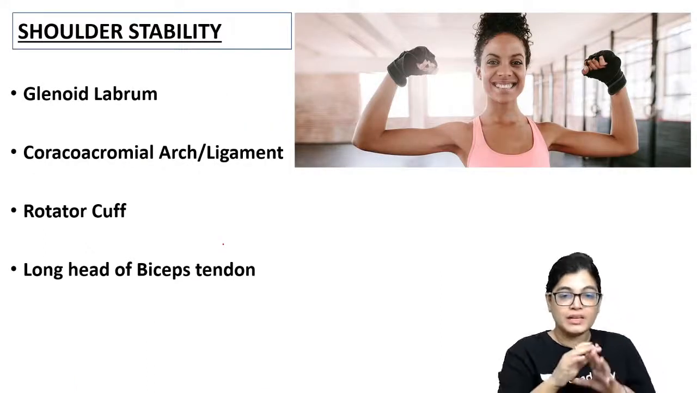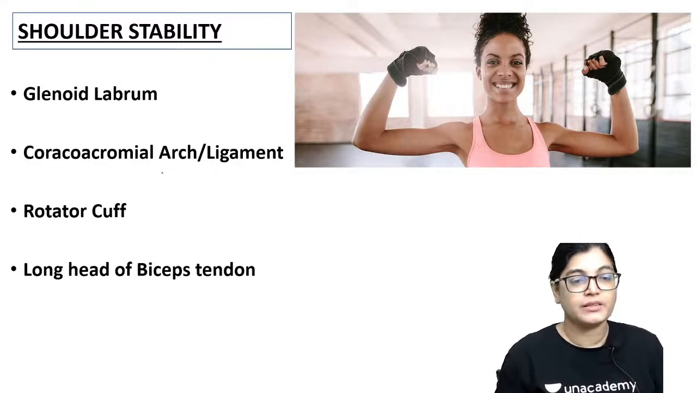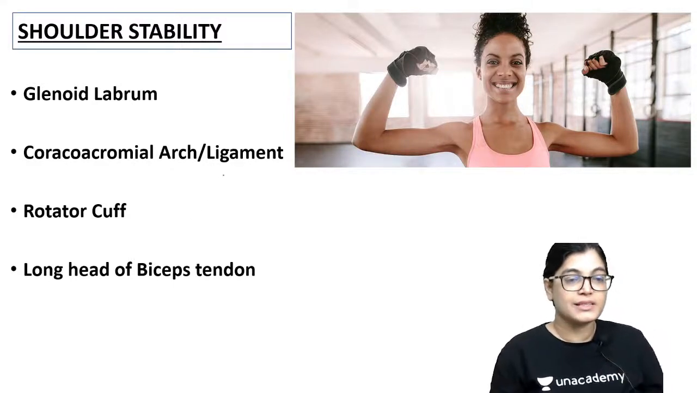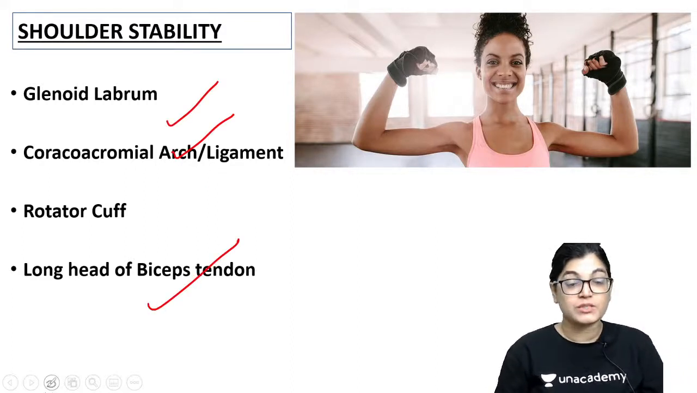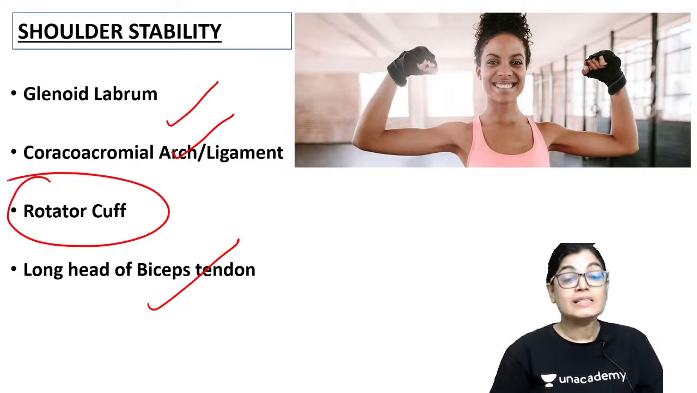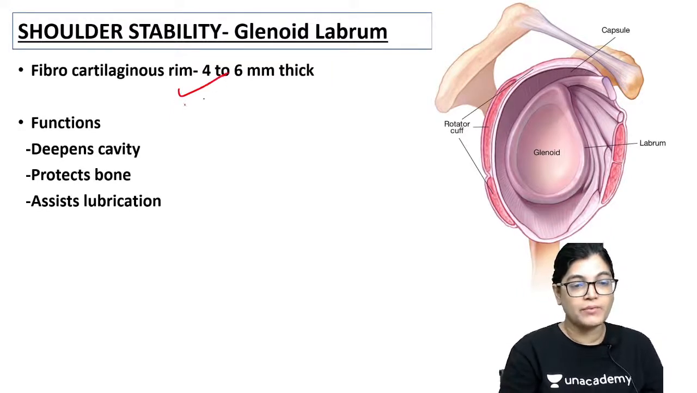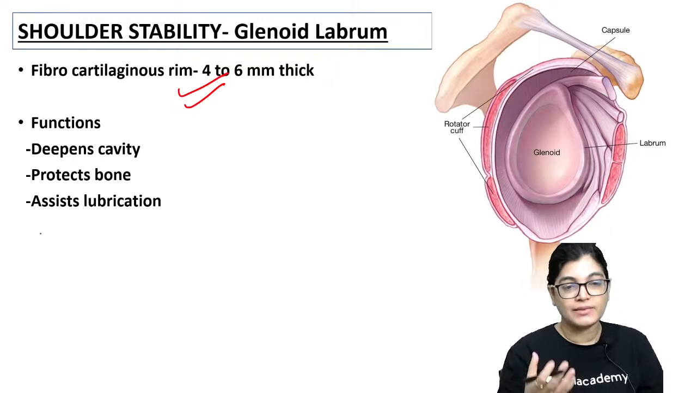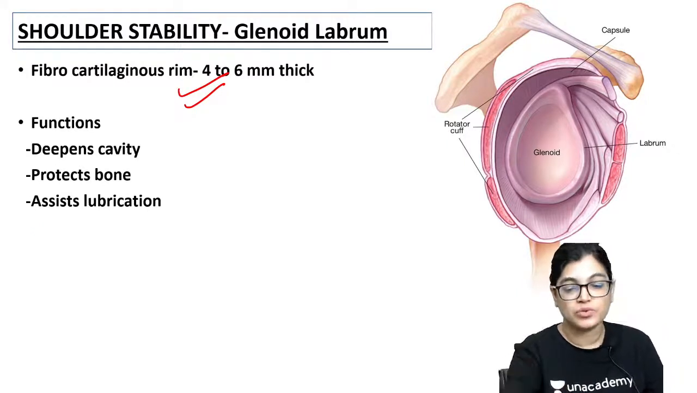Stability. So yes, we have completed the topic, just finishing it by revising the stability. We have already discussed that the glenoid labrum, coracoacromial ligament, and long head of biceps tendon form stability. Along with it, the rotator cuff muscles also provide stability for the shoulder joint. The glenoid labrum, as we have already seen, deepens the glenoid fossa cavity and increases the stability of the shoulder joint.